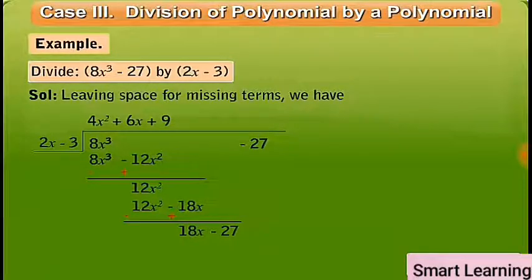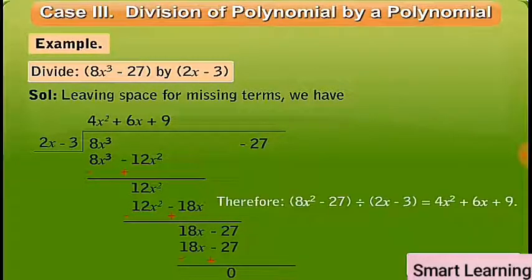9 gets multiplied with 2x minus 3. We get 18x minus 27. On changing the signs, 18x gets cancelled with minus 18x and minus 27 gets cancelled with plus 27. The remainder becomes 0. Therefore, 8x cubed minus 27 divided by 2x minus 3 is equal to 4x square plus 6x plus 9.